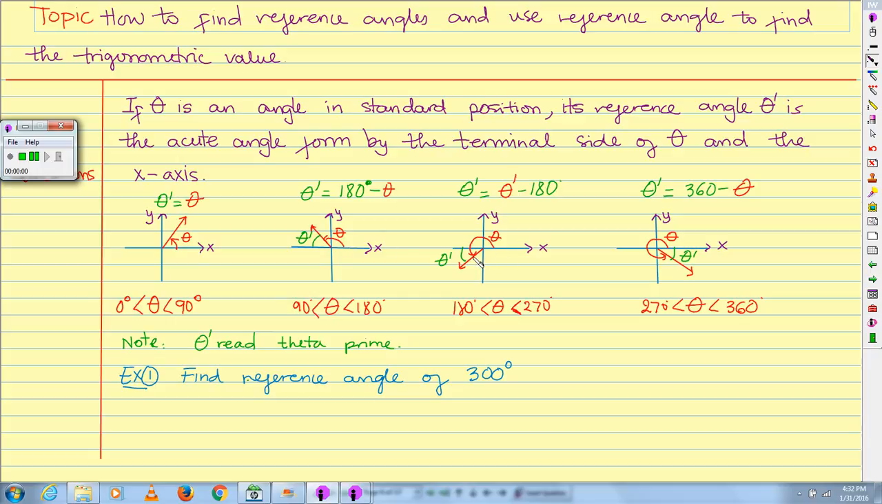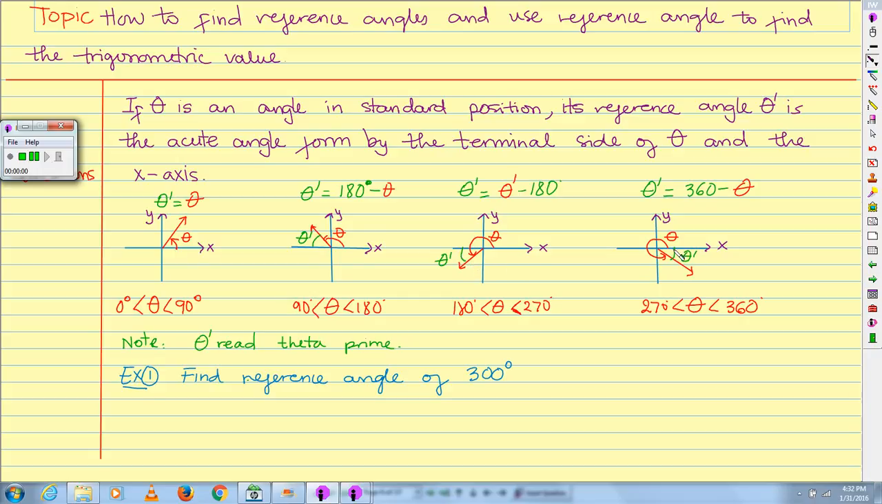Let's move on to the third example. In this case, the given angle theta is between 180 and 270 degrees. So the terminal side of the angle theta is in quadrant 3. Therefore, the reference angle theta prime, formed by the terminal side of the angle theta and the x-axis, is this acute angle right here, theta prime.